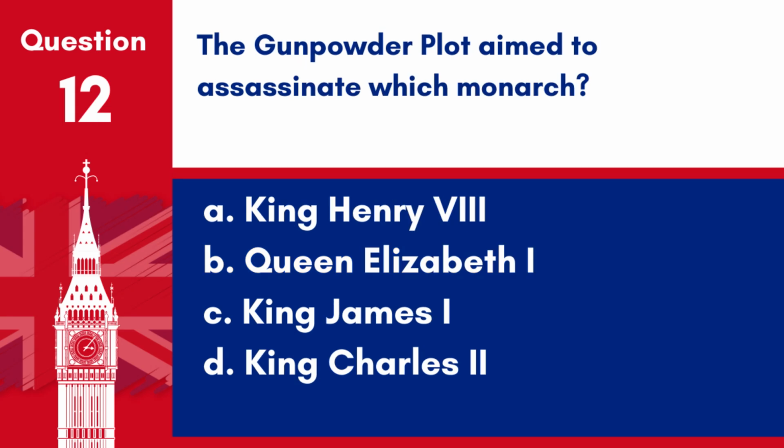Question 12. The Gunpowder Plot aimed to assassinate which monarch? A. King Henry VIII. B. Queen Elizabeth I. C. King James I. D. King Charles II. Answer C. King James I. The Gunpowder Plot of 1605 aimed to assassinate King James I.